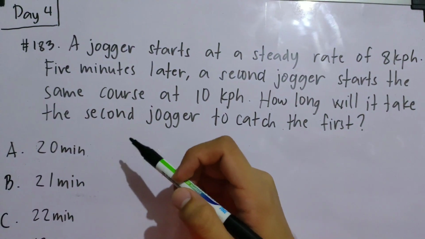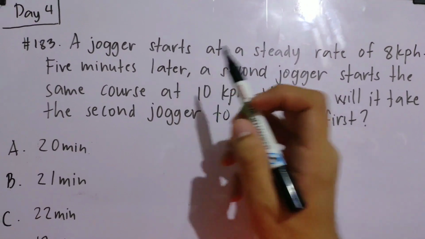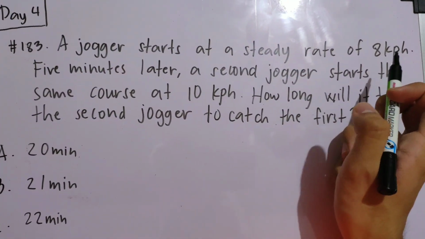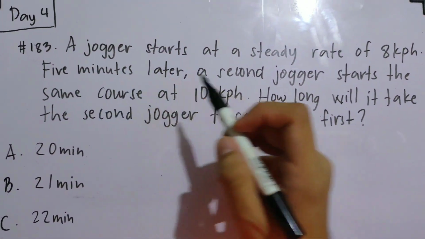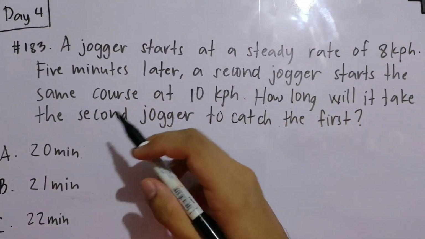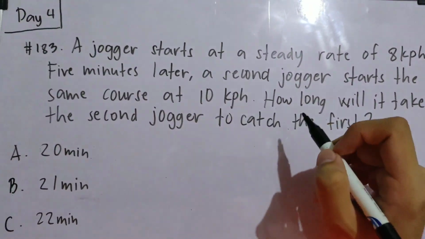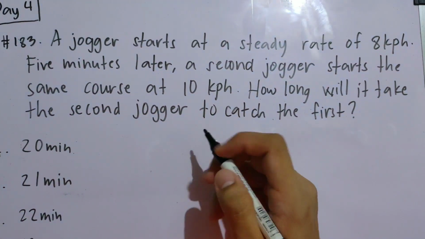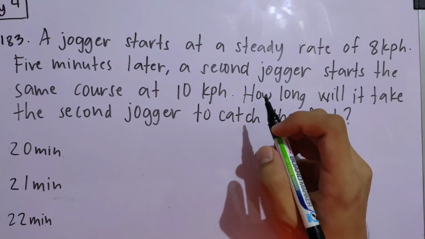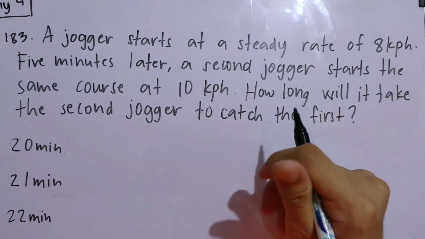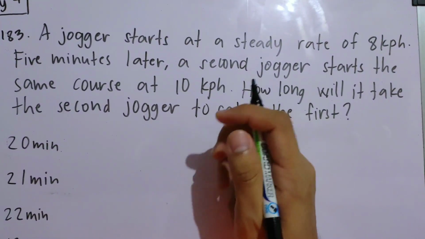Number 183. A jogger starts at a steady rate of 8 kph. 5 minutes later, a second jogger starts the same course at 10 kph. How long will it take the second jogger to catch the first? So ang hinahanap natin dito ay yung time na mahahabol ni jogger 2 si jogger 1.